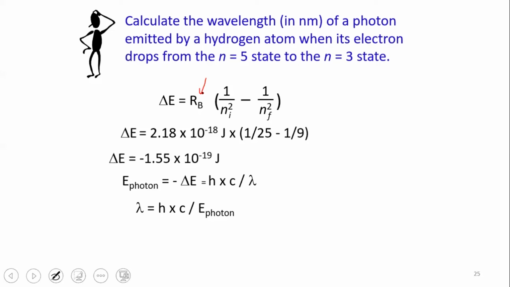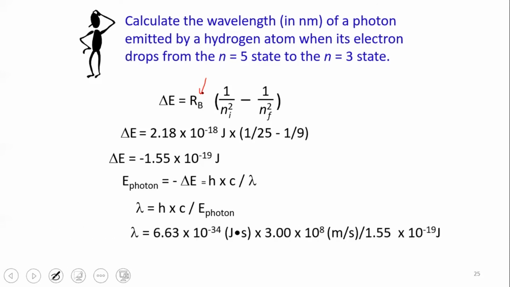And now we put in the numbers. Remember, both h and c are constants. So in an exam situation, you'll be given these values. But of course, in your homework, you have access to them either in the appendix of the book, or if you have a hard copy book, usually on the inside of the back cover. Okay, so h is 6.63 times 10 to the negative 34 joules times seconds. Speed of light, 3 times 10 to the 8 meters per second.